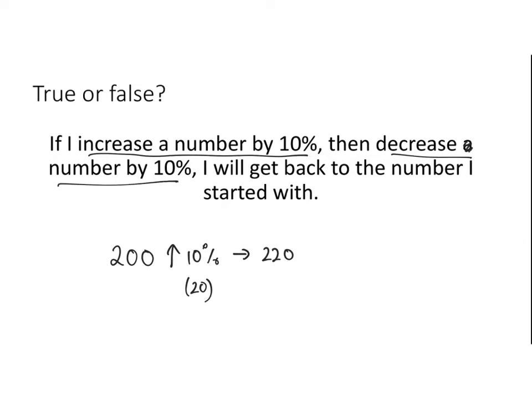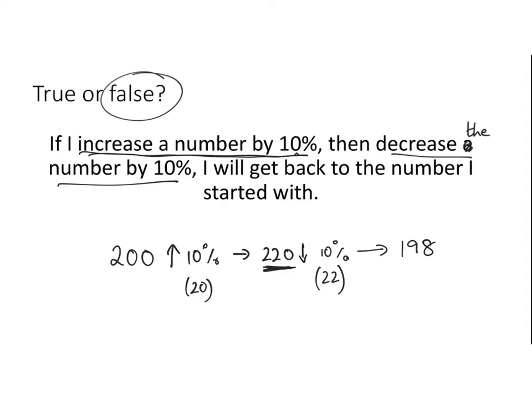So this should actually say the number because I'm decreasing this new number. So I'm now going to decrease this by 10%. Well, 10% of this number is 22. So if I decrease this by 22, I'm going to get to 198. So this is false. If I increase something by 10% and then decrease that number, the answer, by 10%, I won't get to the same number I started with.